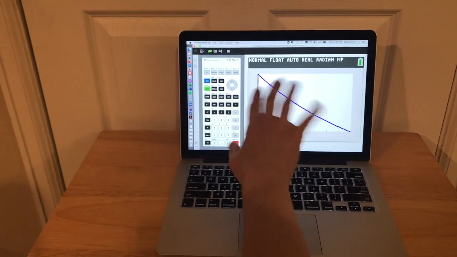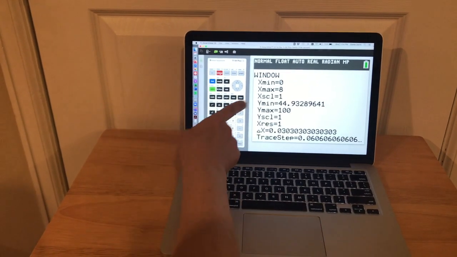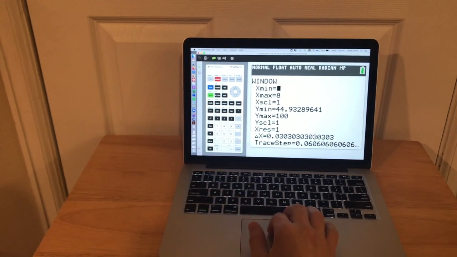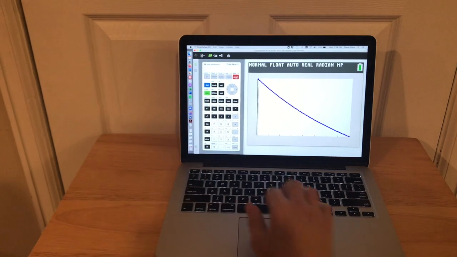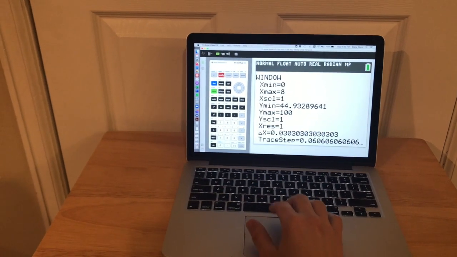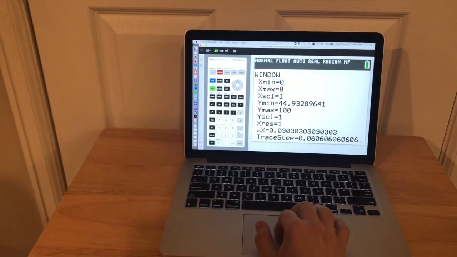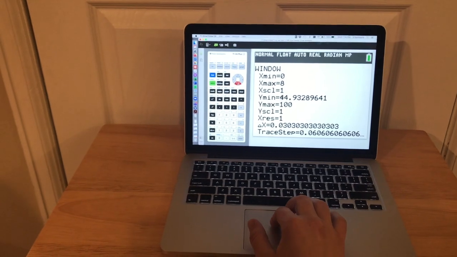Once I get the graph, I like to go back to the window again. What I notice is that our y maximum is 100, which means the highest point up here is 100. But our y minimum is 44.9 stuff. That means on the graph we have right now, we are not showing the x-axis. I'm going to change the y minimum.